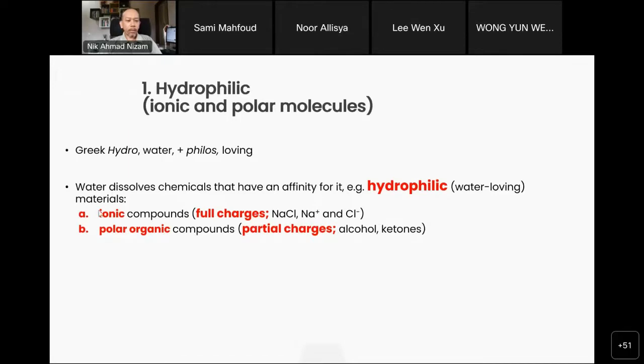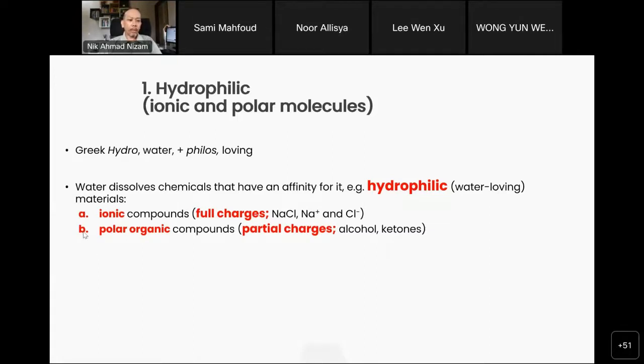So these are two categories. One is ionic compounds, for example sodium chloride. This is what I told you about charge. It has a full charge, Na plus and chloride ion, positive and negative, unlike water with delta positive and delta negative. Delta positive comes from the H, and delta negative comes from the oxygen.